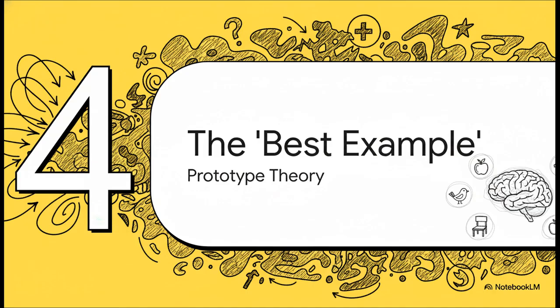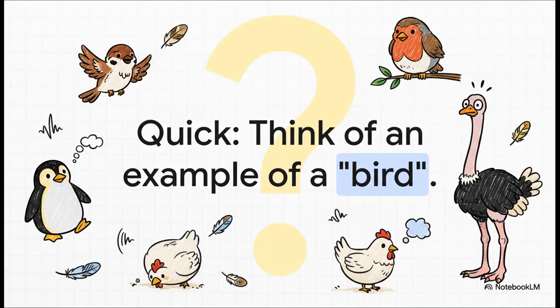Okay, for our final approach, we're going to look at something that comes not from linguistics, but from cognitive psychology. This theory isn't about logical components or neat fields, but about how our actual minds organize and categorize the messy reality of the world around us. Quick, do a little experiment. Think of an example of a bird. What's the first image that popped into your head? I'm willing to bet you thought of something like a sparrow or a robin, and probably not a penguin or an ostrich or a chicken.